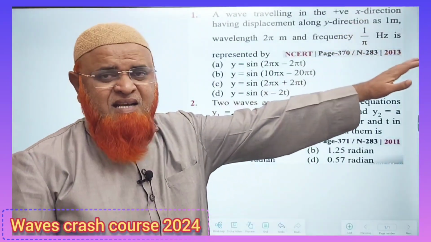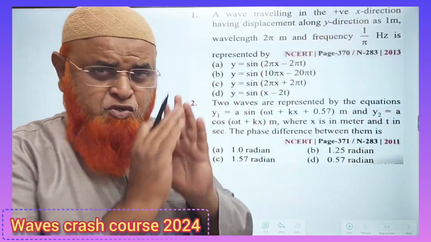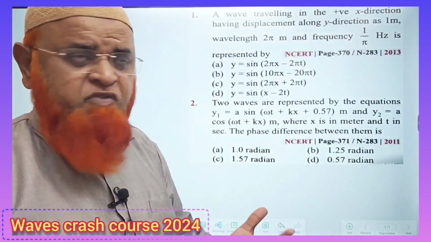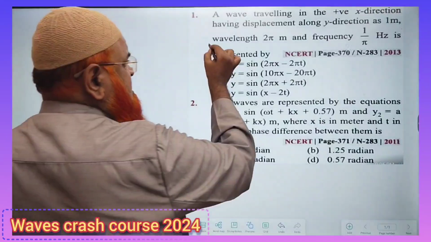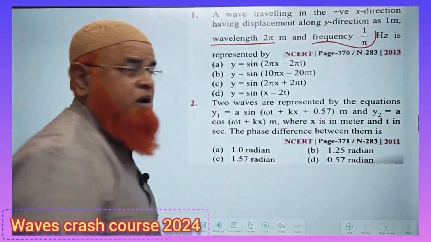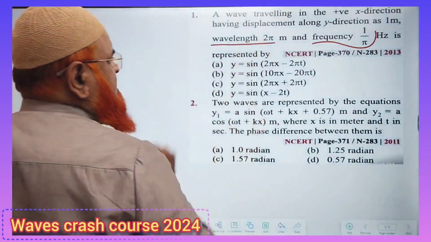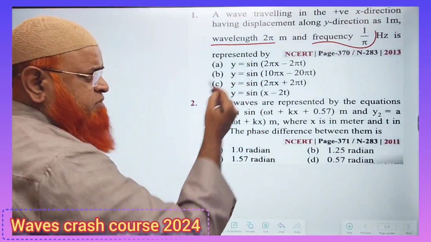So he is asking us to find out the equation of a wave. By just giving two values, you have to frame the equation of a wave. How can you find that? He has given the wavelength as 2 pi and he has given the frequency as 1 by pi. Then let us see ahead. So what is this wavelength? How can you find out the wave equation by using this?